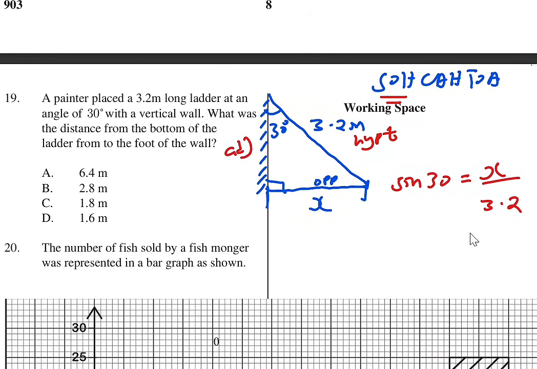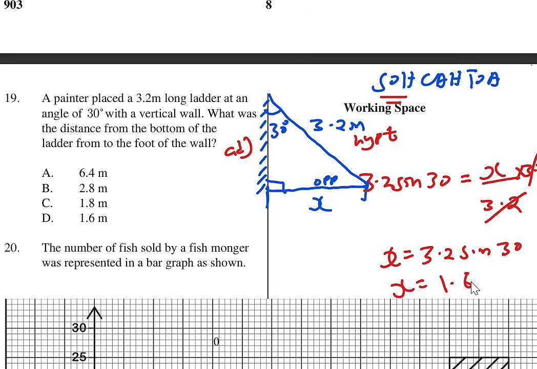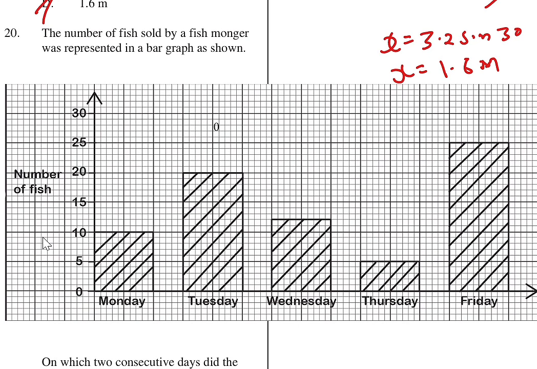You want to get x, very easy, multiply by 3.2 both sides. So on the right times 3.2, and the left times 3.2. So in a cancel, you can see x is equals to 3.2 sine 30. So take your calculator, press 3.2 sine 30. You'll see that the answer is 1.6. So the distance is x is equals to 1.6 meters. And therefore, for number 19, the answer is D. We continue to number 20.